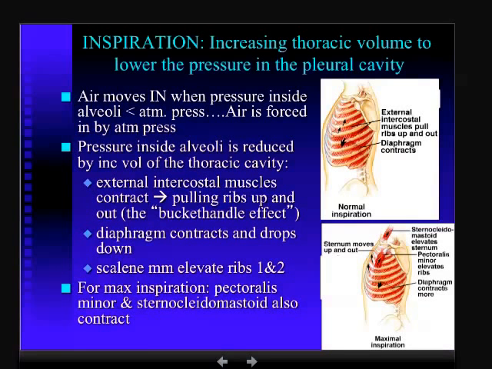For inspiration, to inhale, you're going to increase the volume of the thoracic cavity, again, so that alveolar pressure is less than atmospheric pressure. And you're going to do it by contracting a couple of muscles here. We're going to contract the diaphragm. So I'm going to drop the floor out of the system here. Remember the diaphragm, and this is always a little confusing. It's sort of not how you thought it was.